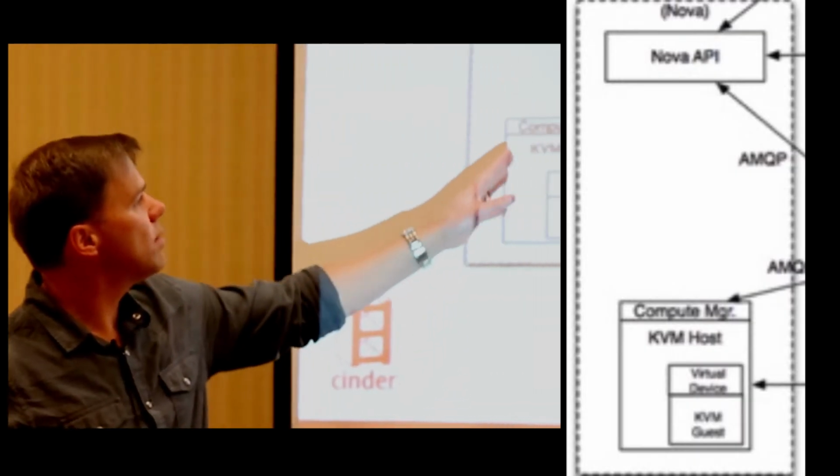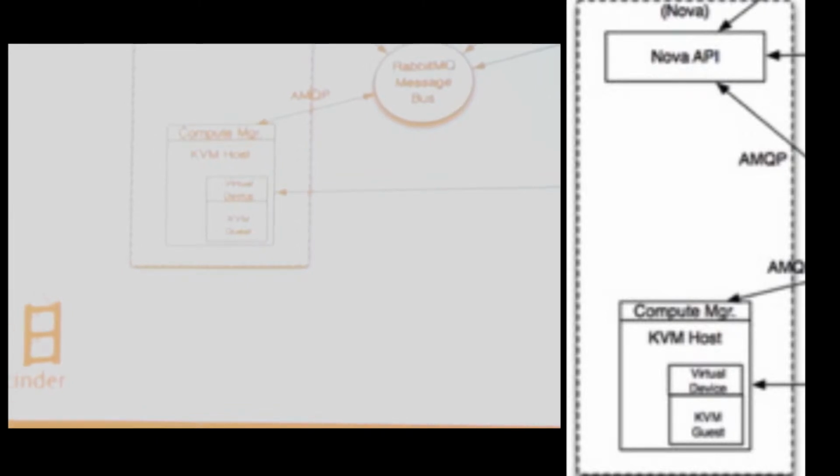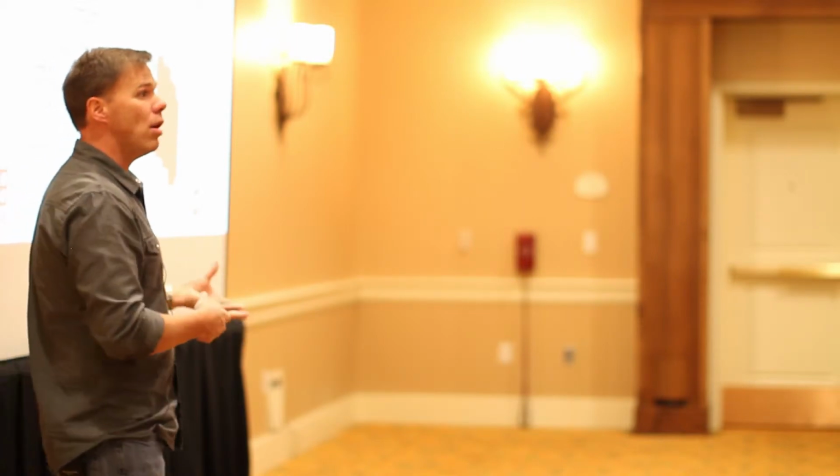If I'm here, this is my compute node. I have a Nova set up and I have a compute node here. If I need to add another one, what I do is I bring in another 1U server or whatever it is that I have. I plug it in, I install the Nova software, and I point it to that Rabbit server. And that's it. That's how I add it.